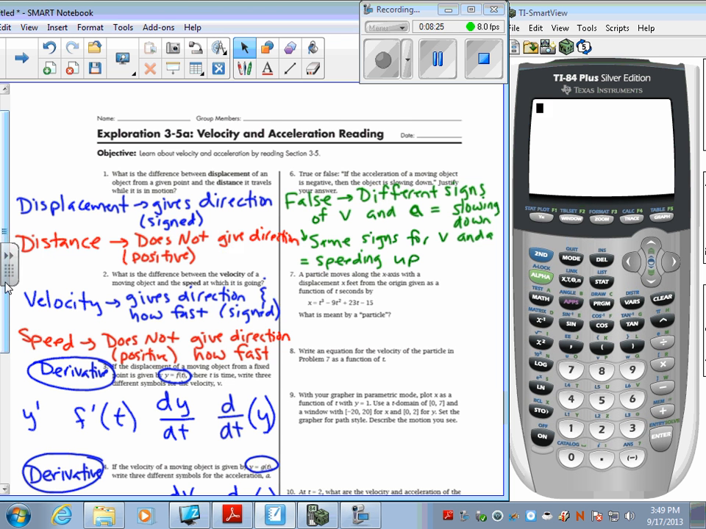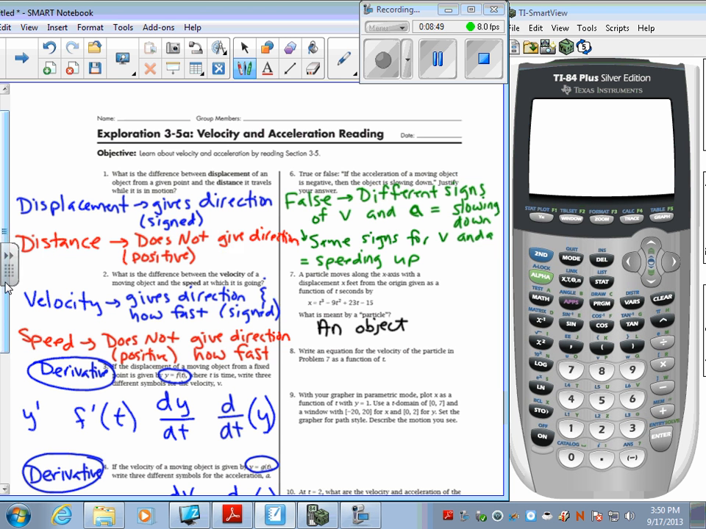Number 7, we have a particle that's moving along the x-axis with displacement x feet from the origin, given as a function of t seconds by x equals t cubed minus 9t squared plus 23t minus 15. What is meant by a particle? A particle is just an object. We usually say it's a small object, but the key is it's just some object that's moving.